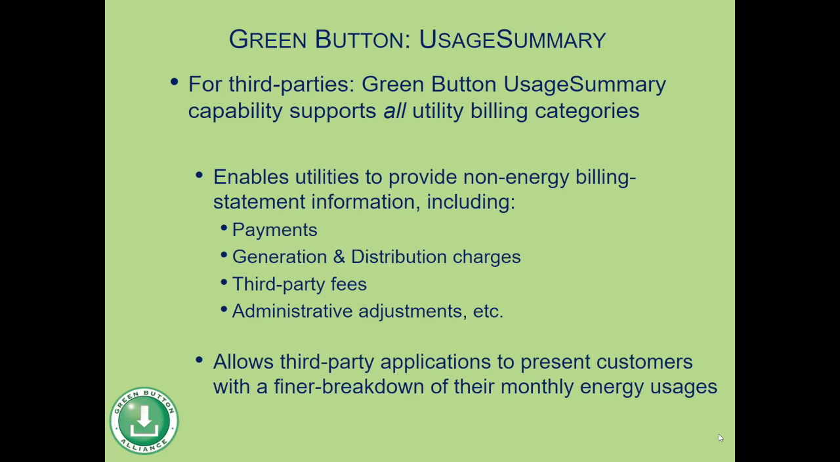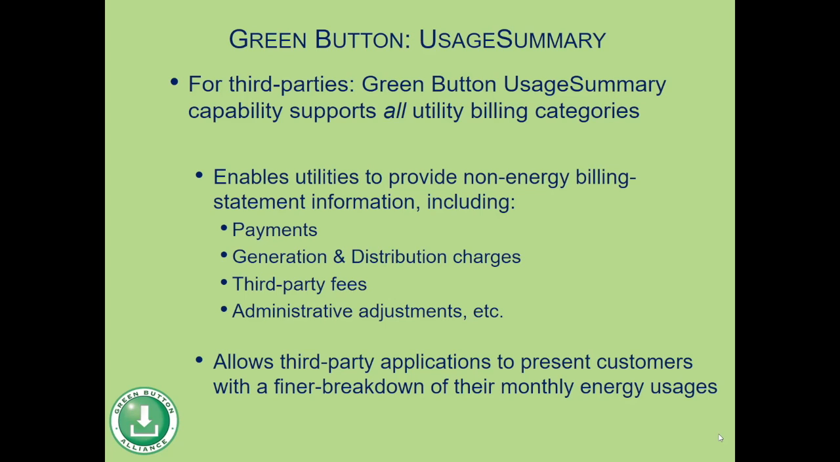Usage summary has been enhanced to accommodate non-demographic billing information. The way that we have done that is that we actually have come up with categories that are accounting type: debit, credit, generation, distribution, administrative charges. These are outside of the energy data elements that you would see in the interval blocks.